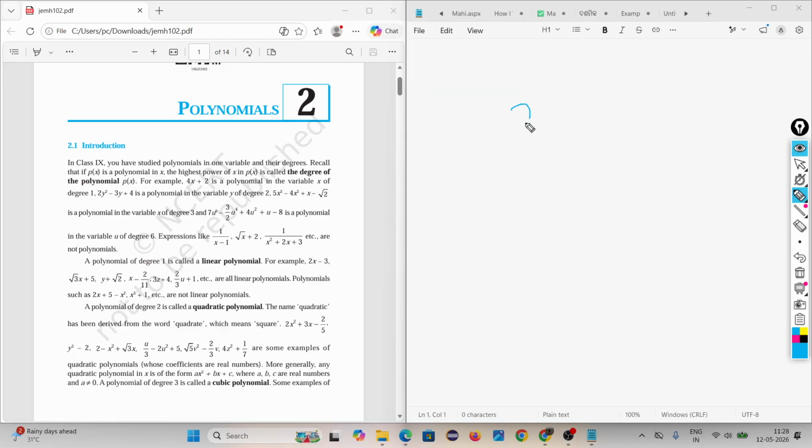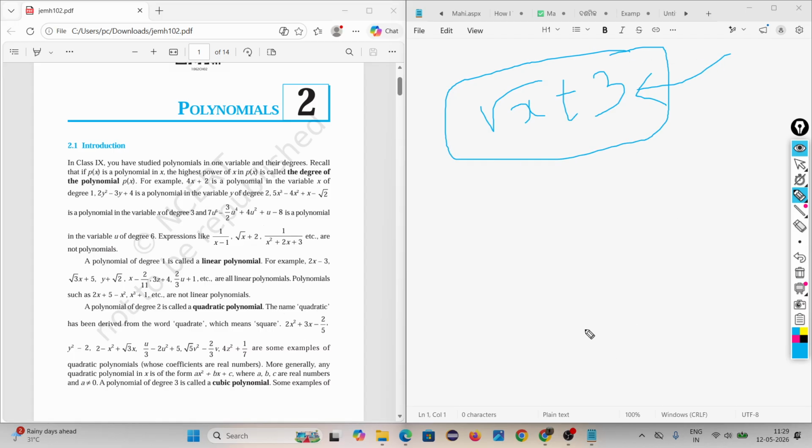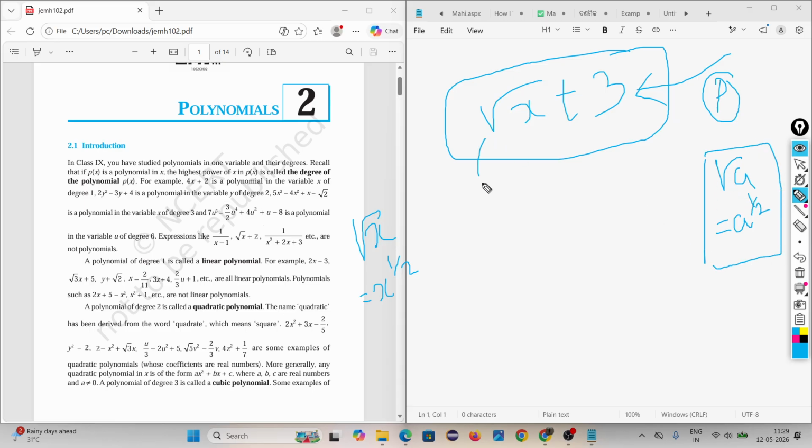Let's look. Root x plus 3. Is it an algebraic expression? Yes, sir. It is an algebraic expression. Is it a polynomial? Look. Root x means if you remove the root, the power becomes a fraction, 1 upon 2. Remember this. Root of a is nothing but a power half. So if I simplify this, it will be x power 1 upon 2 plus 3. Now you check, is it a polynomial?